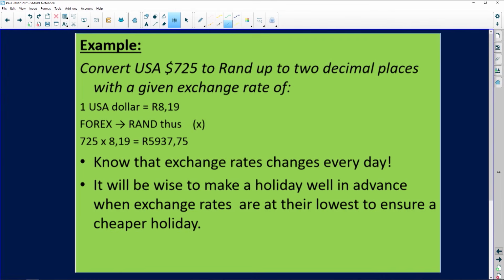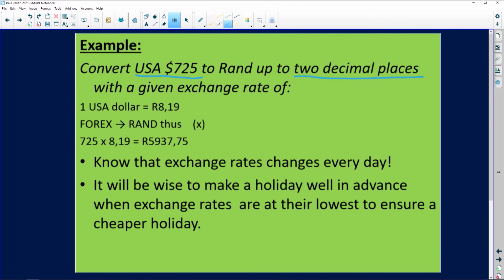Okay, let's look at another example. Convert 725 US dollars to rand up to 2 decimal places. Again, very important. If you get an answer on your calculator and that answer after the decimal is very long, you have to use your mathematical way to round it off to the nearest 2 decimals.